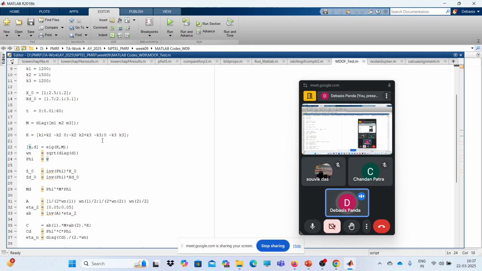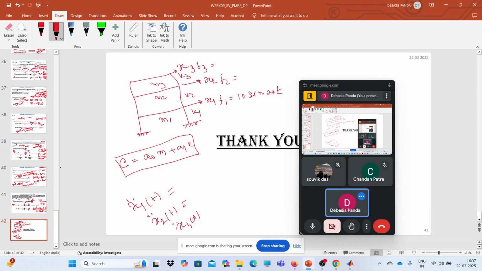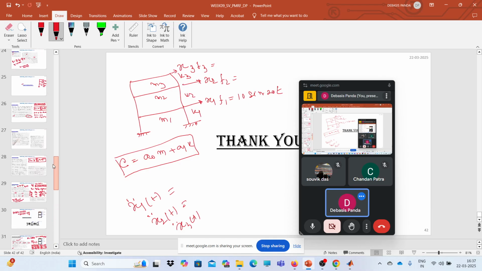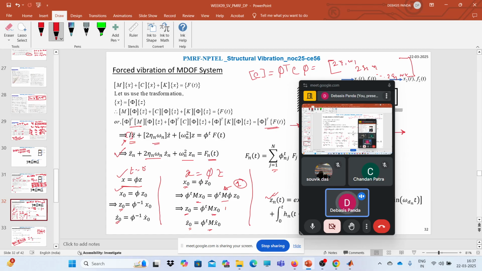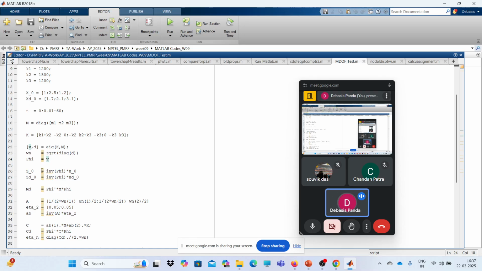Now what do we need to do? We need to define the initial conditions of the system in the modal coordinates. Here we have discussed two methods. Either we can inverse this phi or we can use these values. So if we stick to the first approach, here z naught is inverse phi of x naught and z d naught is inverse phi of x d naught. Now we need to make the mass normalized matrix, or the modal mass matrix. MD is nothing but phi transpose M phi.